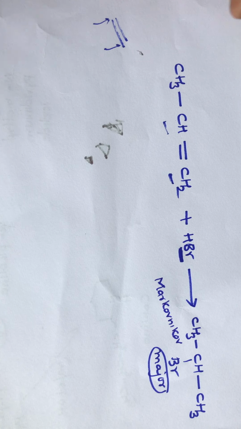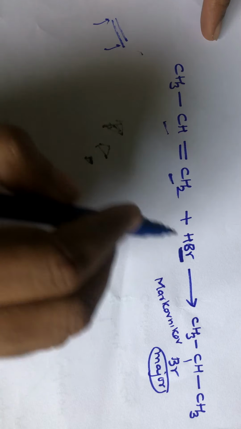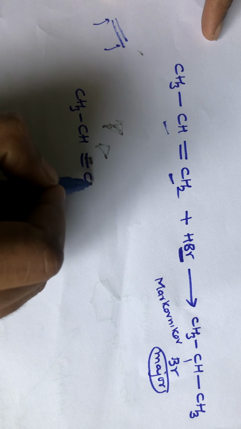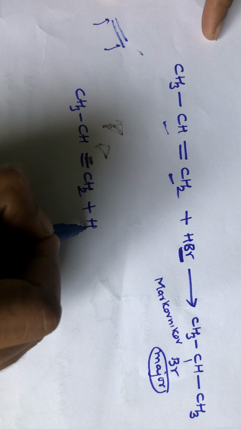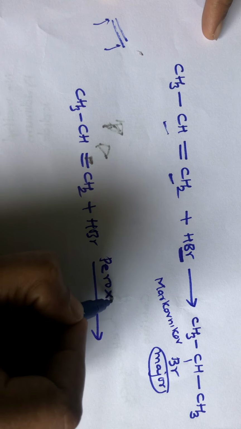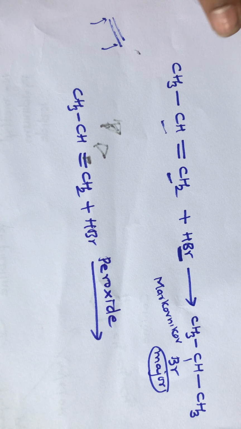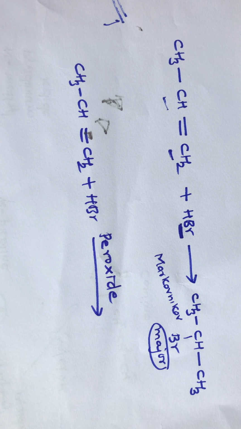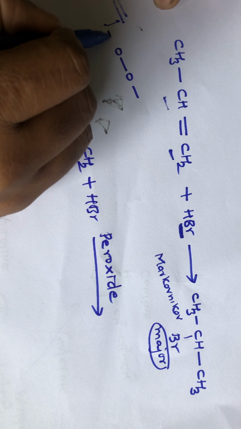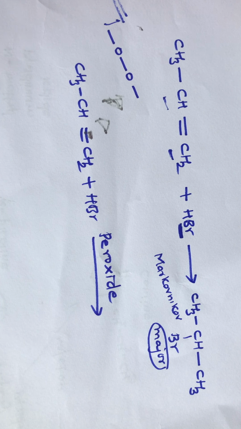Okay, now if you carry out the same reaction in presence of peroxide, what are peroxides? Peroxides are the compounds that contain an oxygen-oxygen bond. Then the anti-Markovnikov product will be the major product.